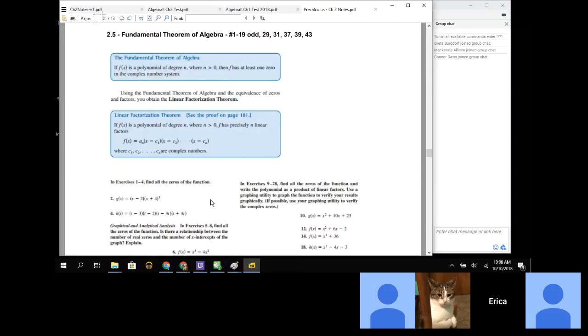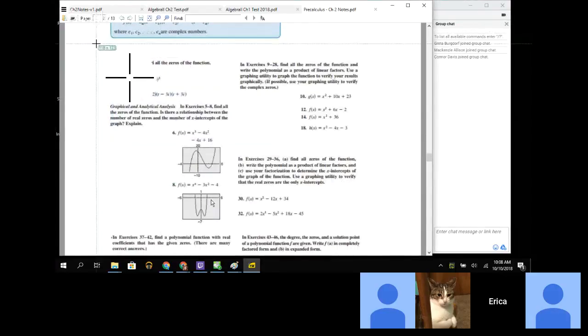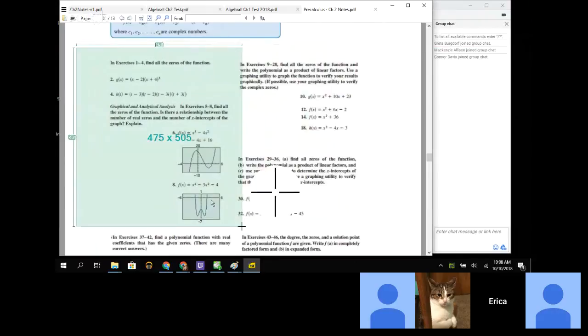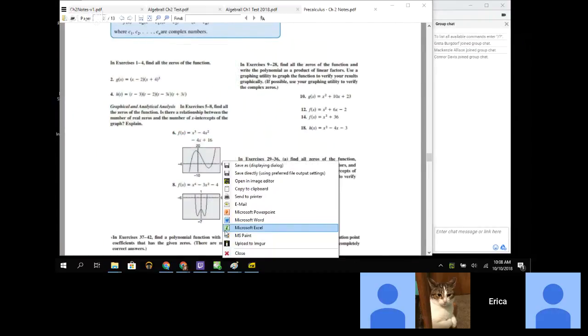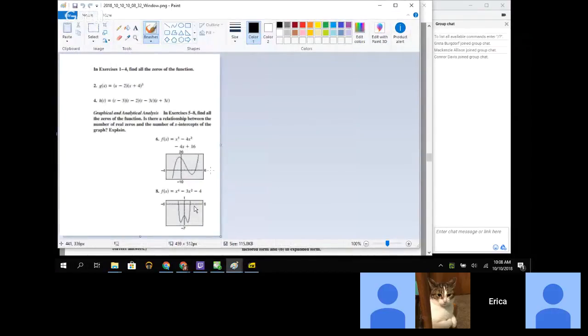We talked a little bit about this on Monday, but we didn't do any work on it, so let's work through what the fundamental theorem of algebra actually means. We're going to use our notes today. We're also going to use a graphing tool and talk about what all the zeros of our function are. What are all the roots of our function?